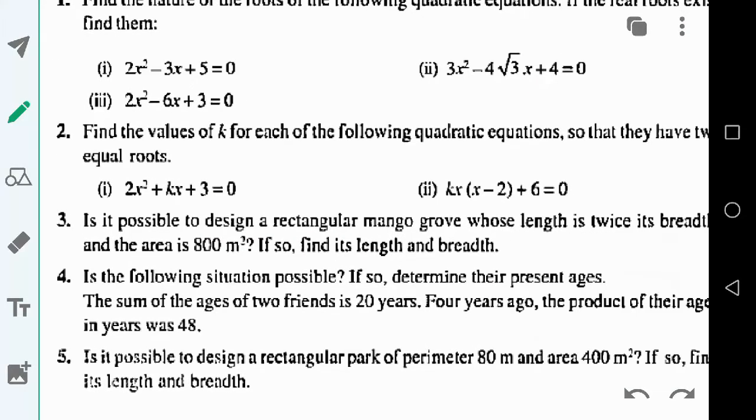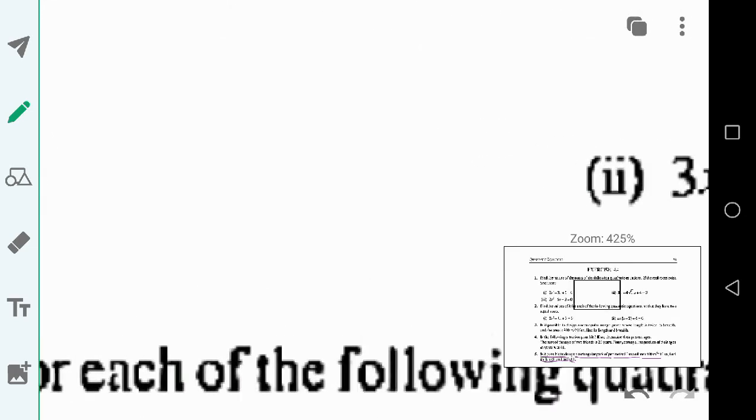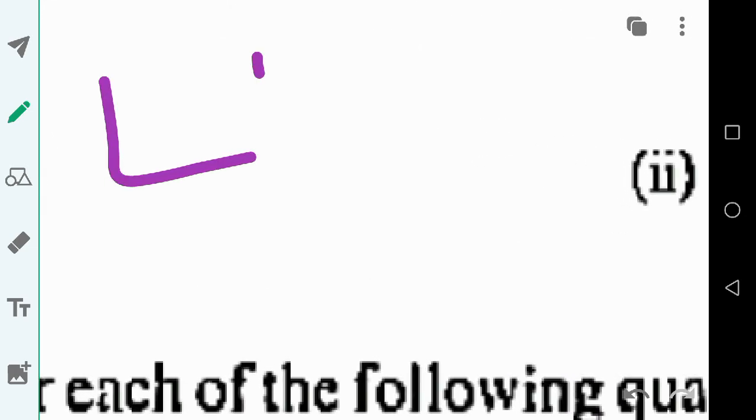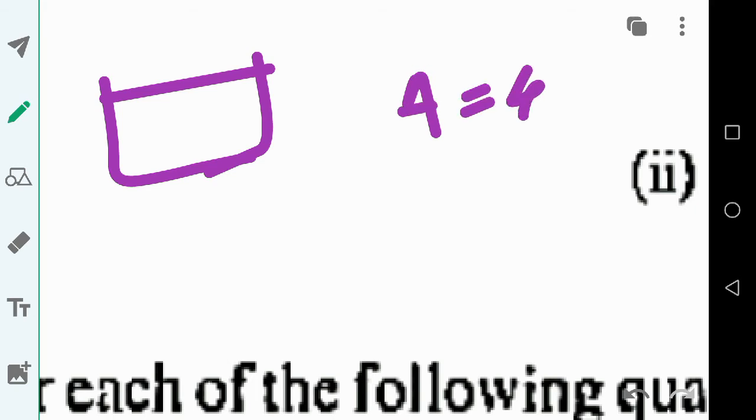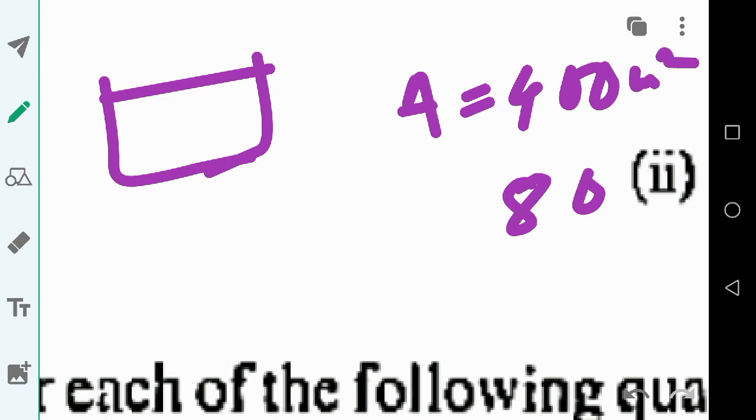Now let us solve question number 5. Is it possible to design a rectangular park of perimeter 80 meters and area 400 square meters? If so, find the length and breadth. Suppose there is a rectangular park, its area is given as 400 square meters, and its perimeter is given as 80 meters.